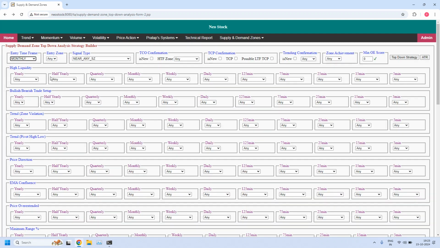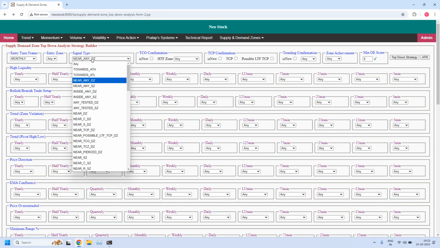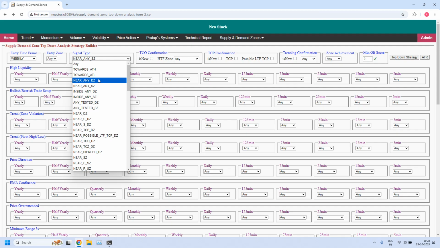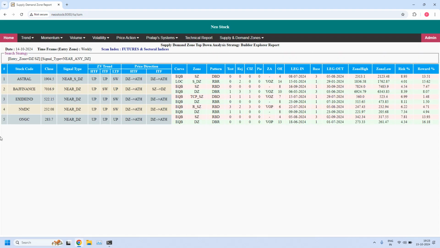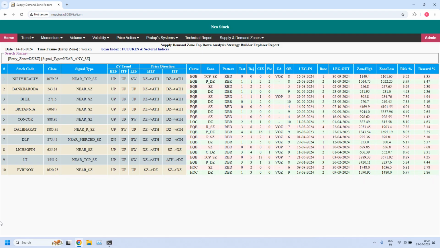Next time frame is monthly. Let us find the stocks near monthly demand zone. Four stocks are filtered. Next, for monthly time frame, let us find the stocks near monthly supply zone. Three stocks are filtered. Next time frame is weekly. Let us find the stocks near weekly demand zone. Five stocks are filtered near to the weekly demand zone. Next, for weekly time frame, let us find the stocks near weekly supply zone. 10 stocks are filtered near to the weekly supply zone.